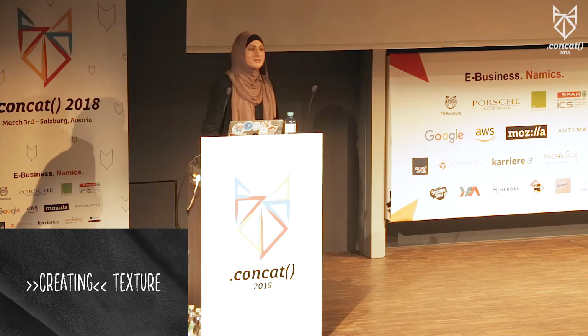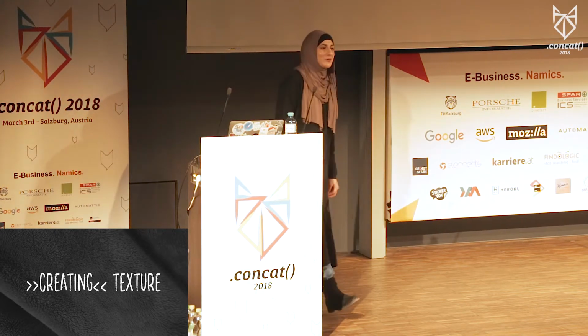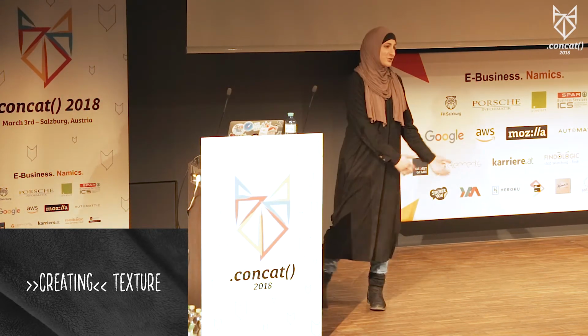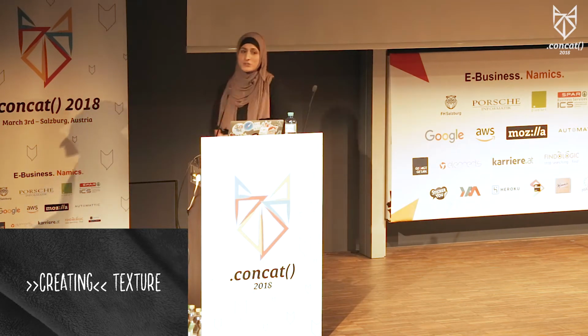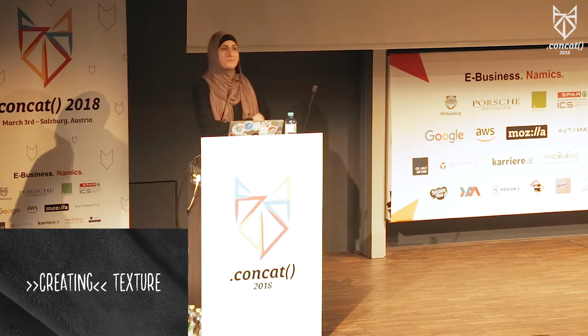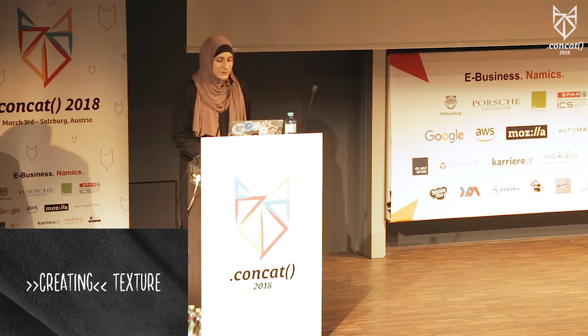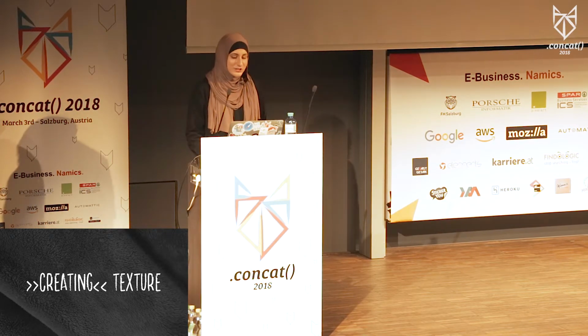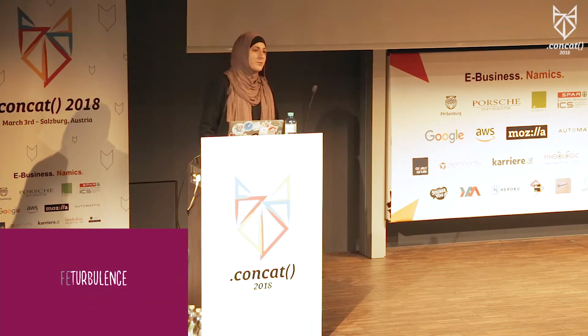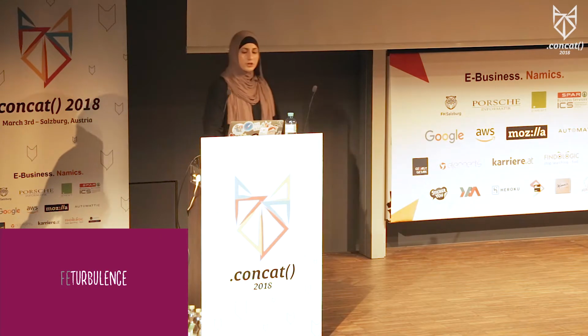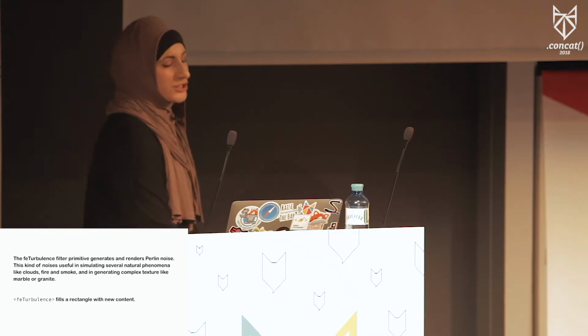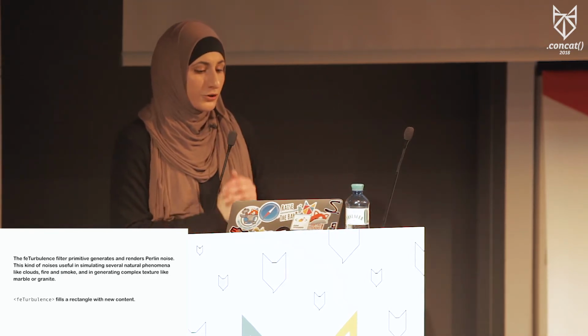Now, this is all cool, but SVG can even do a lot more complex stuff, like create texture. And then you can use that texture to do exactly the same thing or much different stuff. So SVG can create rich textures using what is called the turbulence filter effect. The turbulence primitive generates and renders Perlin noise, random noise. This kind of noise is useful for simulating several natural phenomena like clouds.